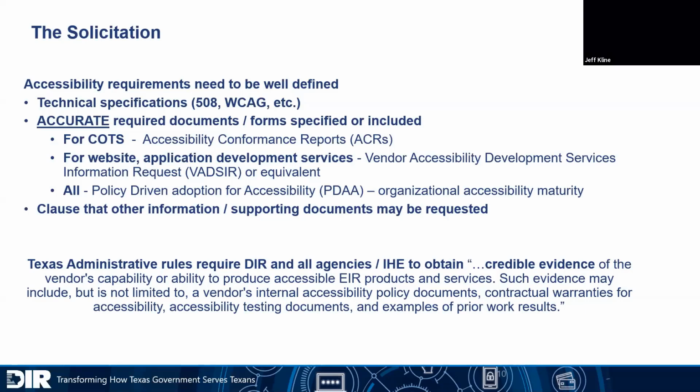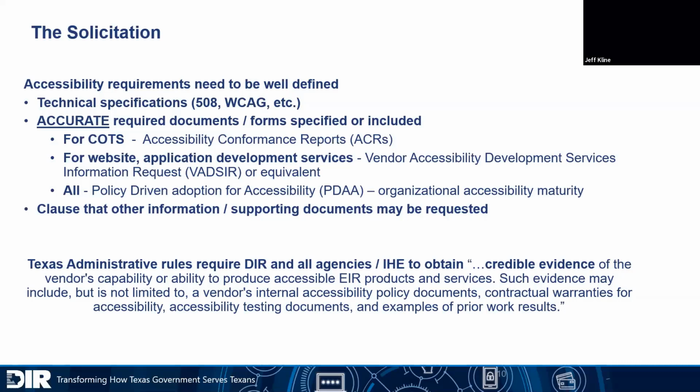So for COTS, it's accessibility conformance reports, or ACRs. For development applications, we created a form at DIR called Vendor Accessibility Development Services Information Request, or VADSIR. And I'll talk about that in a few minutes. And also policy-driven adoption, which is something that you may or may not have heard of. And this is really how we look at organizational maturity of the companies that are submitting, and using that as an additional data point to check and balance the other things that have come in.